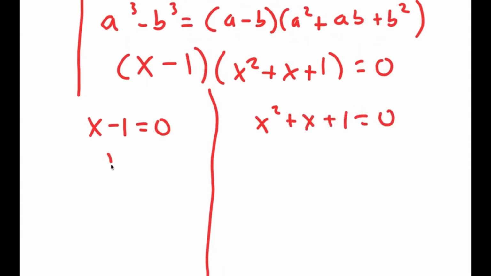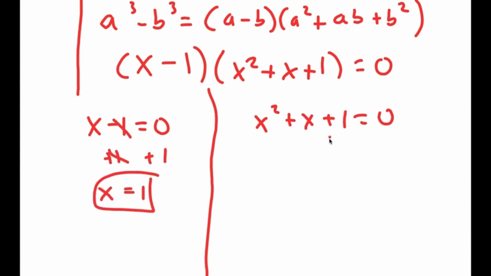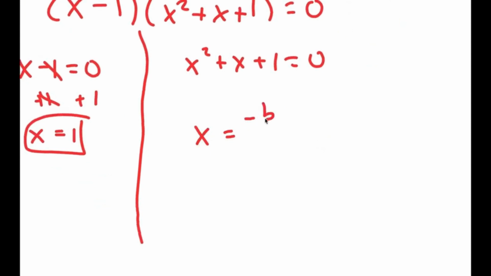So for x minus 1 equals 0, all I have to do is add 1 on both sides, and I get x is equal to 1. And for x squared plus x plus 1 equals 0, I can use the quadratic formula.